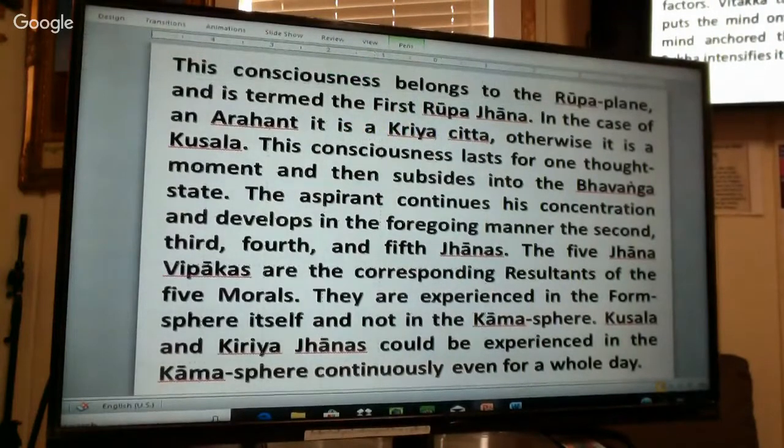Is it first Rupa jhana or second Rupa jhana? The plane is different: different Rupa, different jhana, different plane. So Kusala Chitta is for all common persons, but for Arahants and Buddhas it is Kiriya Chitta. They're different. The jhana is the same jhana, but the nature of the mind is different.